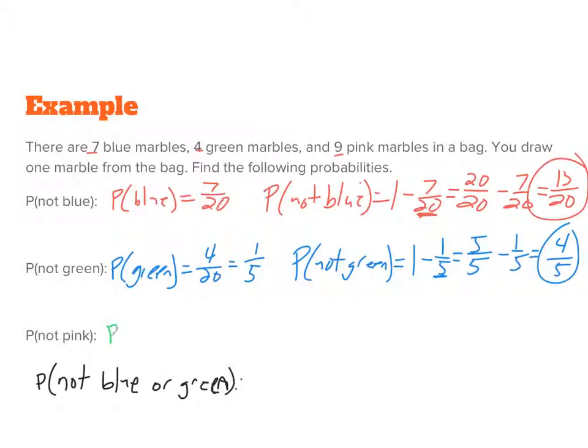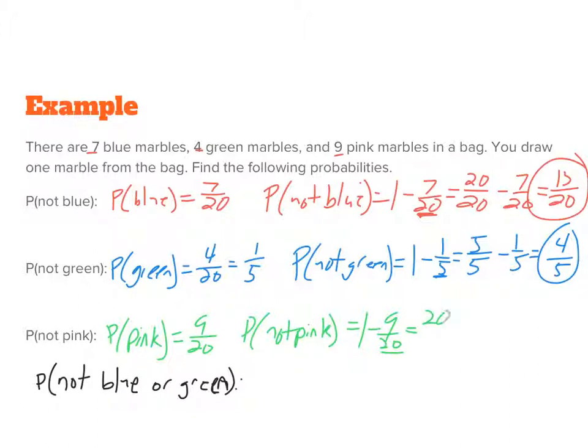Probability of not pink, I need to start with the probability of pink. Okay, there are 9 pink marbles out of 20, so 9 over 20, I can't simplify that down. So now I can go to the probability of not pink, and that's going to get me 1 minus 9 over 20. And again, I rewrite 1 as a fraction with the same denominator, so I'm going to use 20 over 20 minus 9 over 20. And that's going to get me my final answer of 11 over 20.